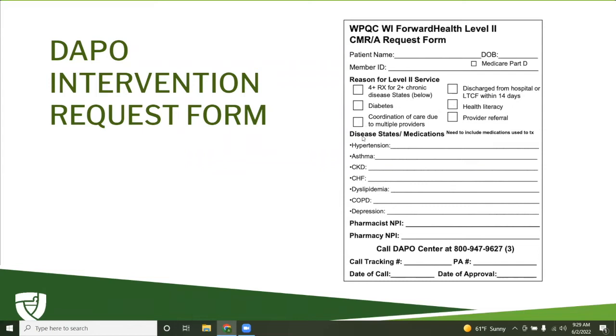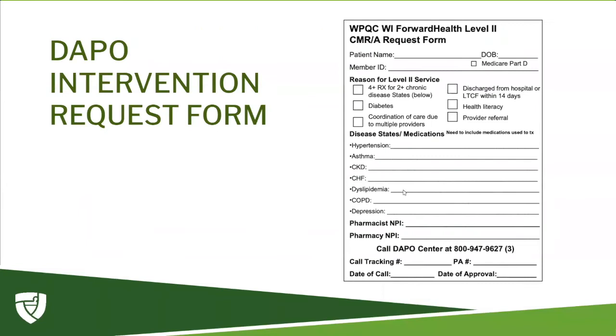And then just to talk through how this is used. Let's say we think that they're eligible because they have 4 or more meds for 2+ chronic diseases. You would say, okay, well, they have hypertension and they're on lisinopril and hydrochlorothiazide. They also have dyslipidemia. They are on simvastatin and they are on Flovent for asthma or whatever it is. You would list those out because when you call DAPO, they're going to ask you which disease state and which medications are coordinated with that disease state.